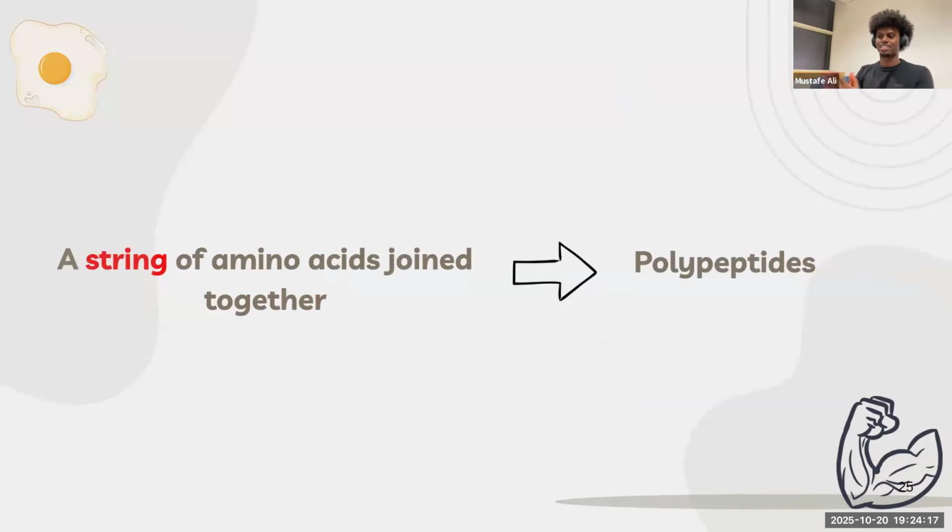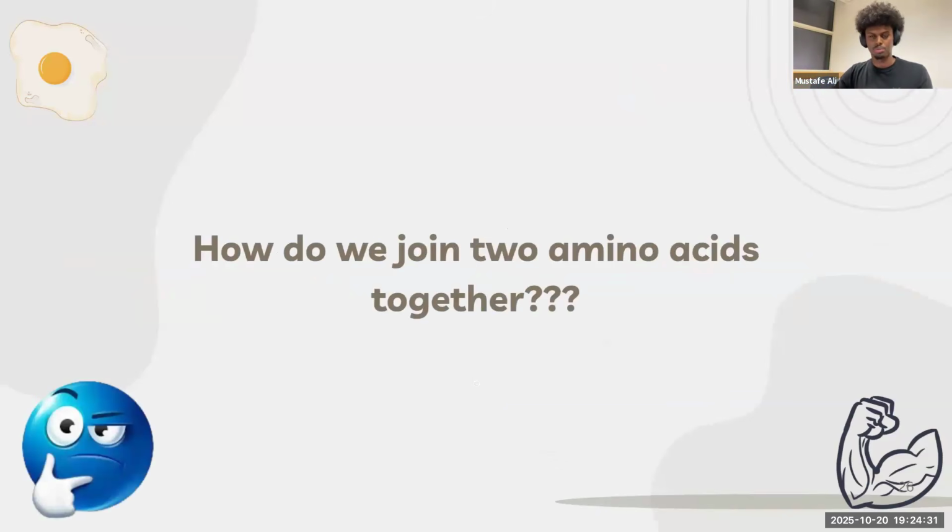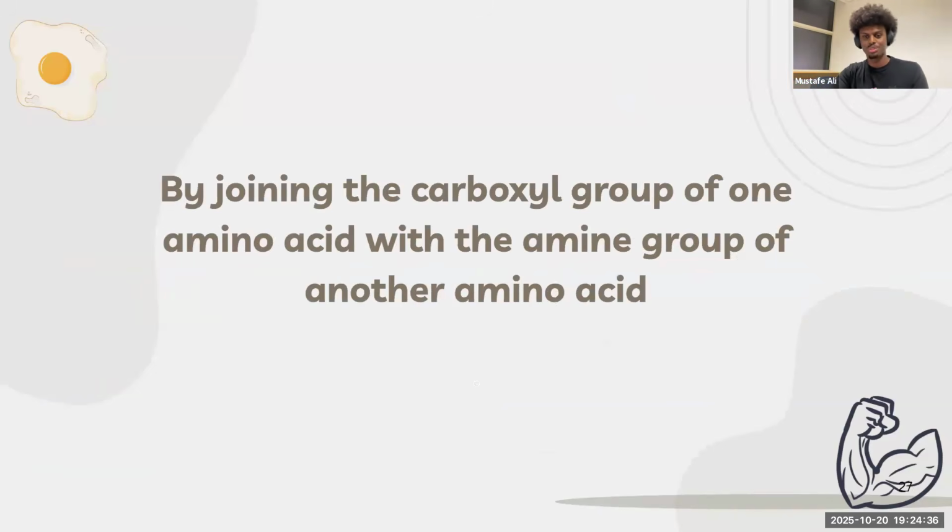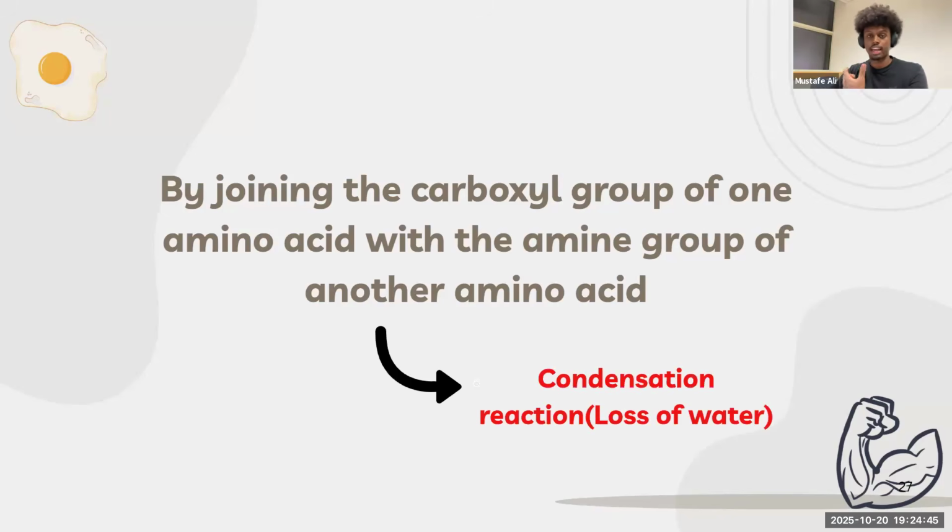So let's go back to the simple definition. A string of amino acids joined together is known as a polypeptide, and proteins are made out of amino acids that are just joined together, right? But how can we join two amino acids together? That is the main question. Now, how we join two amino acids together is by joining the carboxyl group of one amino acid with the amine group of another amino acid. And we do this via a condensation reaction, a condensation reaction being a reaction that releases water.